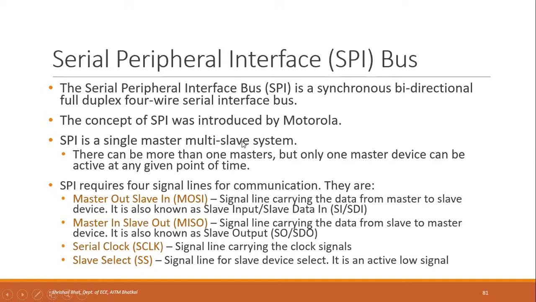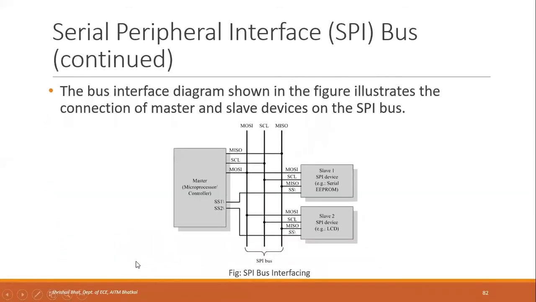So which slave device is to be selected depends on this slave selector. It is an active low signal. That means for whichever slave device this signal is low, that particular device is said to be selected. For all other devices, this line will be high. So this is about the block diagram or the structure of the SPI bus.